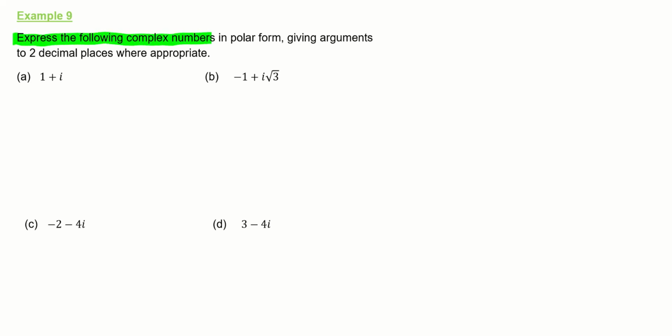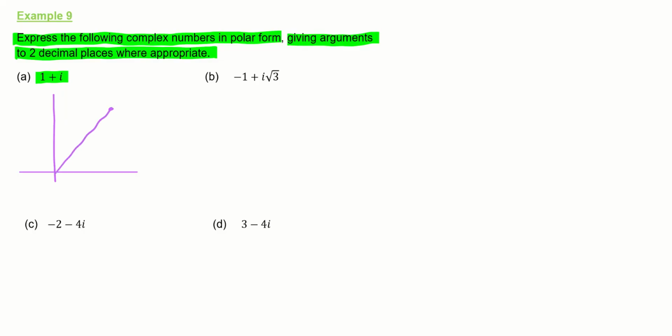Express the following complex numbers in polar form, giving arguments to two decimal places where appropriate. So the first one is 1 plus i. Now my suggestion is always sketch to make sure the complex number is in the correct quadrant. Now 1 plus i is just going to be here, so that this is 1 and this is 1.